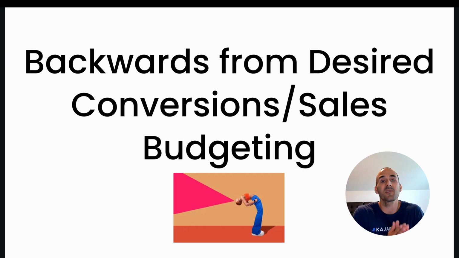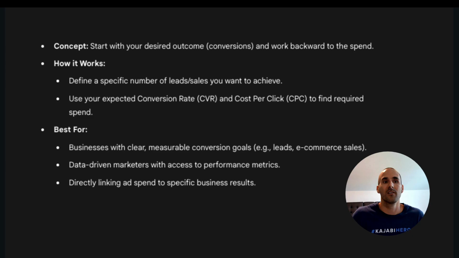This 3rd and final option that we're going to review is my favorite of the ones that we're discussing. And this is working backwards from your desired conversions and sales. So here's what I mean. You simply start with your desired outcome and then you work backwards to that spend number. Define the specific number of leads or sales that you want to achieve, and then you use your expected conversion rate or CVR and your cost per click to find the required spend.